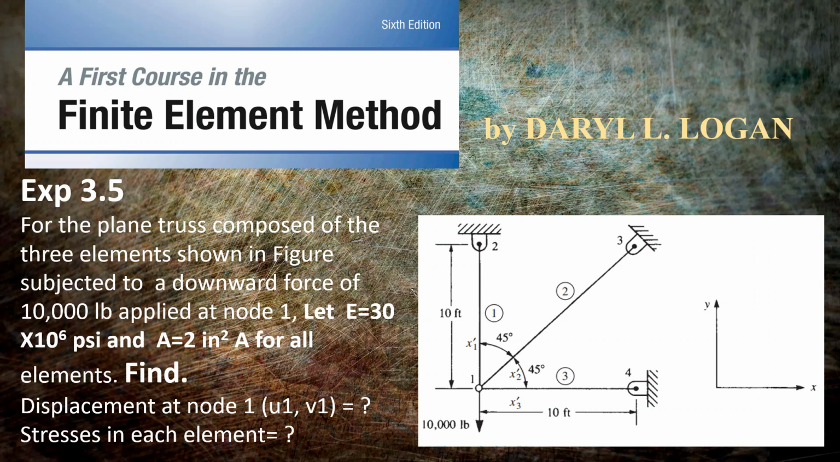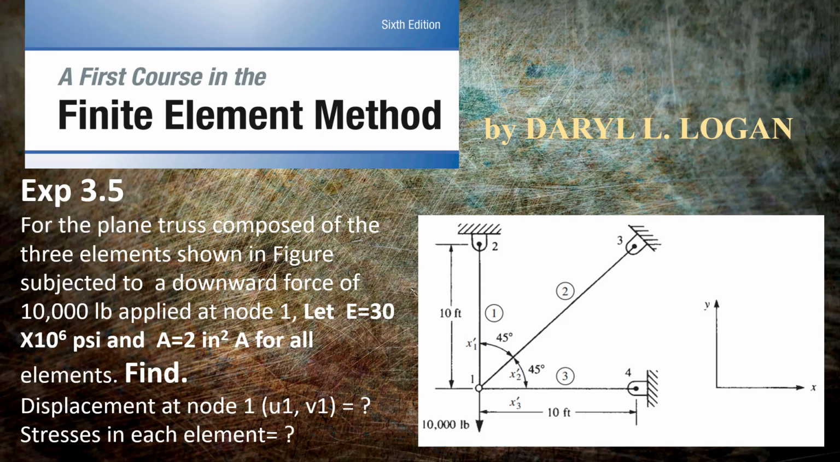So our example of plane truss has been taken from a book, A First Course in the Finite Element Method by Daryl L. Logan, 6th edition. The example is 3.5. In this example, the plane truss is composed of the three elements shown in the figure, subjected to a downward force of 10,000 pounds applied at node 1.